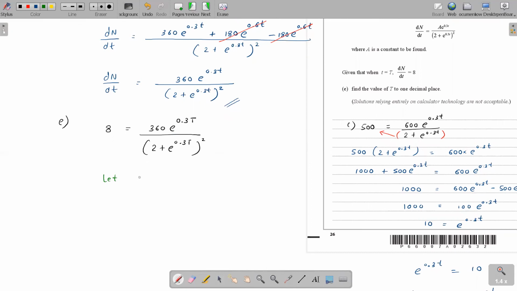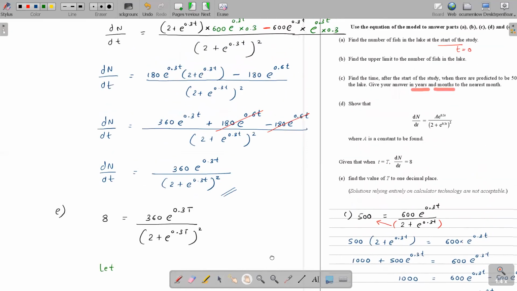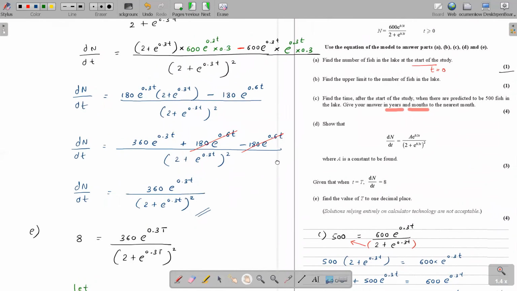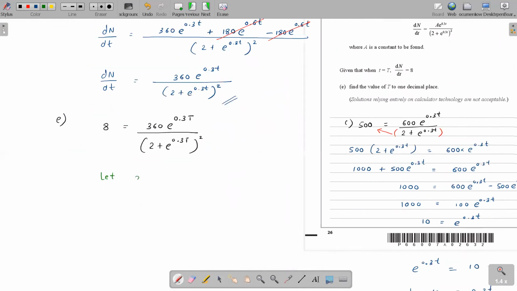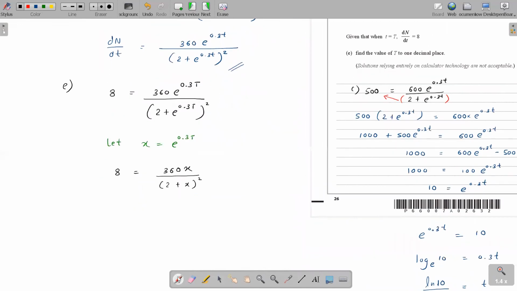So let me say x equals, x is not a letter we've used anywhere. Throughout this entire sum, there was no x. So let x be equal to e to the power 0.3t. Remember, you are getting your answer now in terms of x when you do this replacement, so at the end, you must remember to bring it back. So 360 e to the power 0.3t is now going to be 360x, and this is (2 plus x) whole thing squared. This looks a lot easier now, doesn't it?